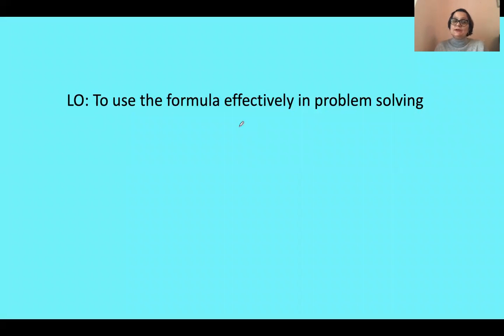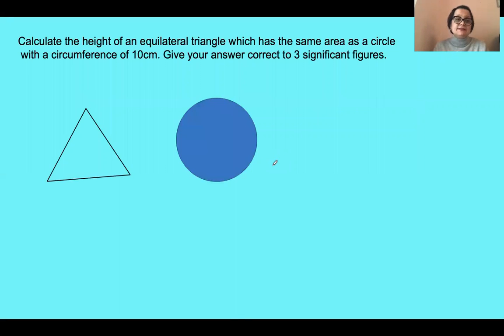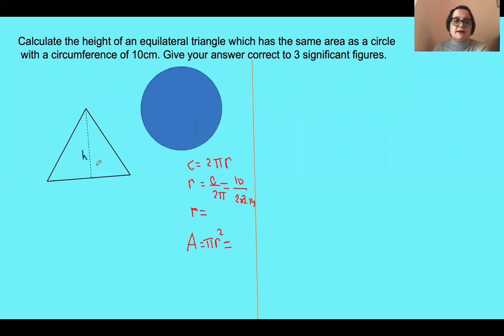Today we are going to learn about how to use the formula effectively in problem solving. Let's have a look at this example. It says, calculate the height of an equilateral triangle which has the same area as a circle. This is the circle with a circumference of 10 centimeters. Give your answer correct to 3 significant figures.